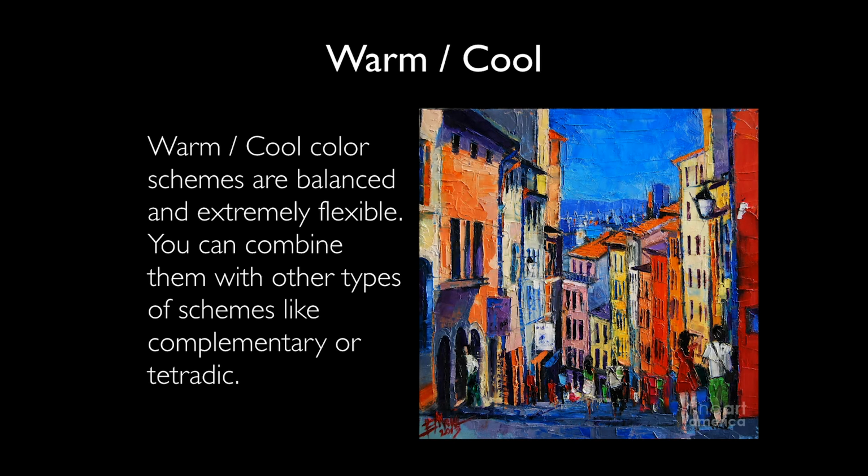Color schemes that use warm versus cool are balanced because they do sample from either side of the color wheel. They're also extremely flexible because you can combine them with other types of color schemes like complementary or tetradic. You can also use them just in certain areas of a composition. Oftentimes we have a light source that is cool and then a shadow that's warm, or a light source that's warm and a shadow that's cool. So it is a very, very powerful way to think about color in terms of warms and cools.